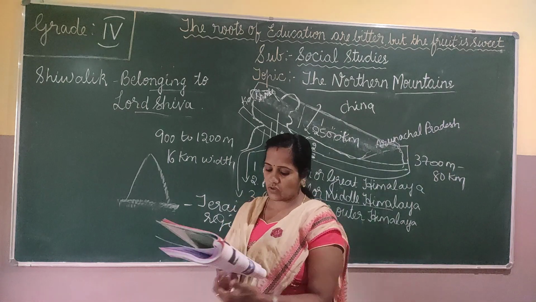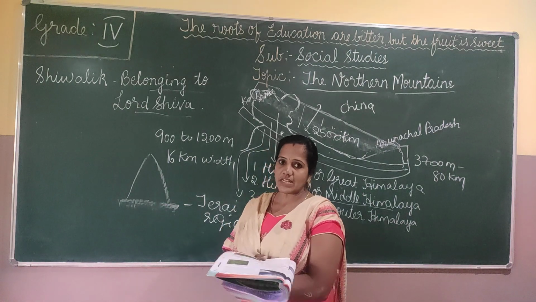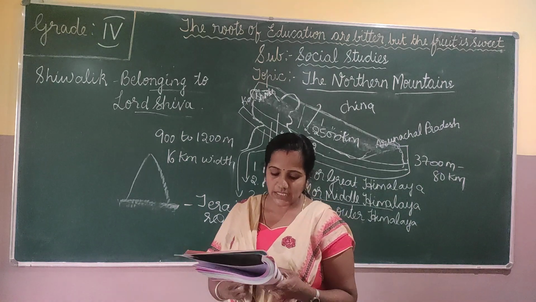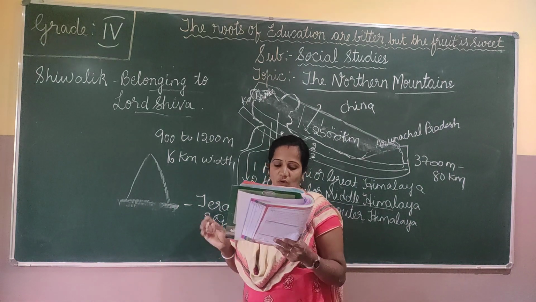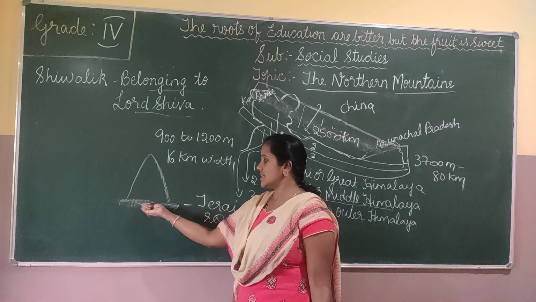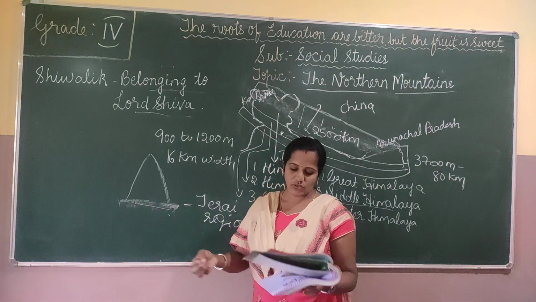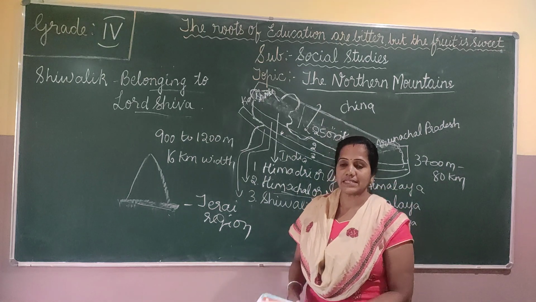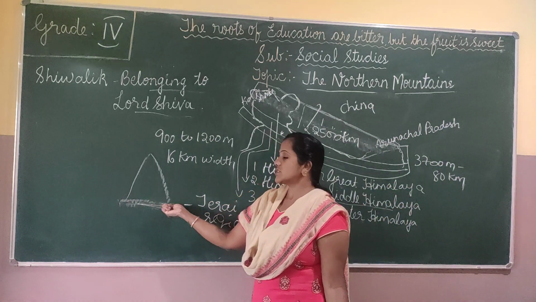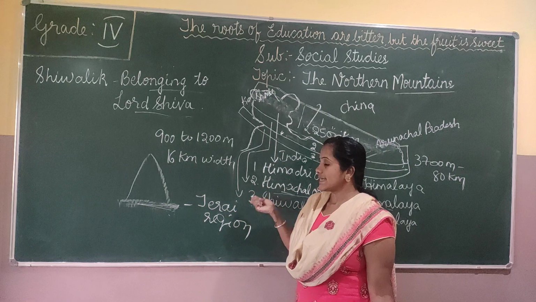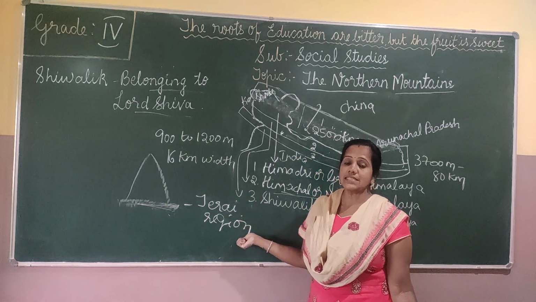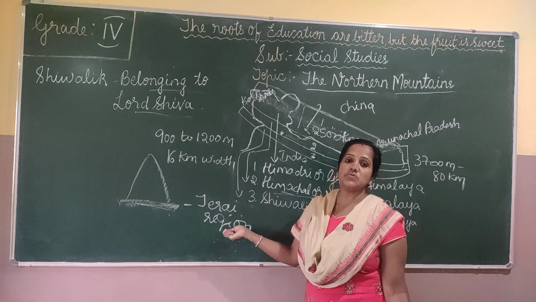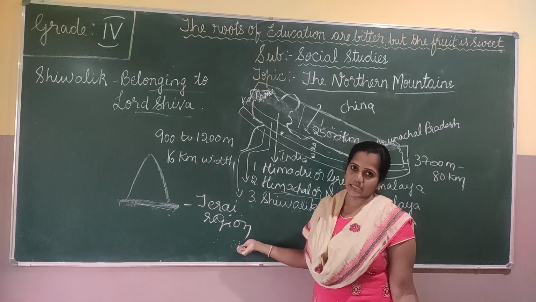The areas are good for growing crops. Rice, maize and potatoes are grown widely here. The foothills of the Shivalik range are called the Terai region, and this region receives heavy rainfall. The land is very fertile here.